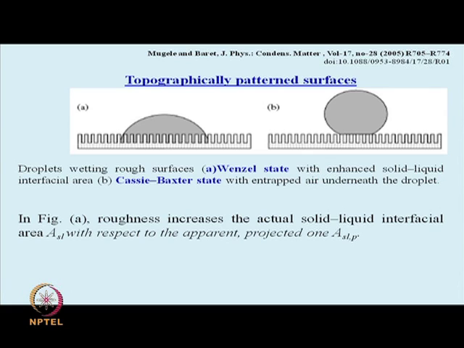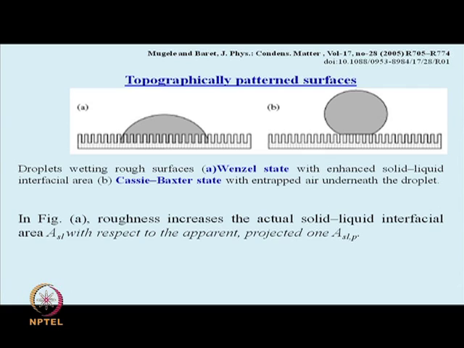So, if I think of the contact area, the projected contact area, which is simply this, and in this case this is the projected contact area. Now, if you compare the actual wetted area and the projected contact area, these two are different for both the cases. For the case of Wenzel state, the actual wetted area is more than the projected wetted area, whereas for the case of Cassie state, the actual wetted area is less than the projected wetted area. And these two cases would give rise to two different laws.